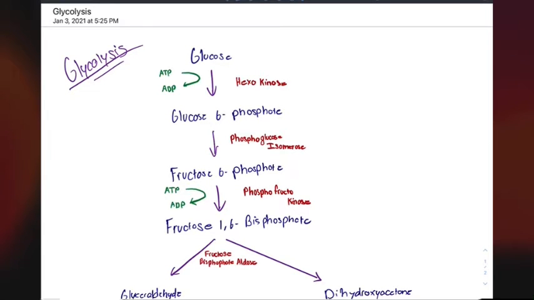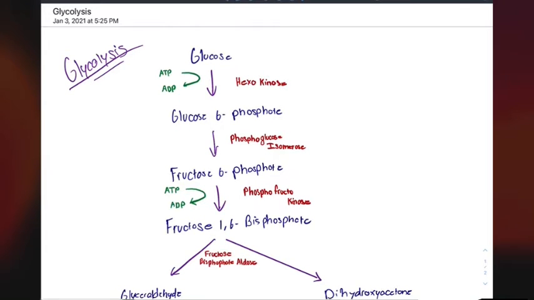So how does the cell do this process? This happens within the cytosol of the cell, the regular fluid, not within any membrane-bound organelle or anything like that. You take glucose in whatever concentration, and you add a phosphate to it using ATP and an enzyme called hexokinase. Hexokinase is an enzyme that takes the phosphate group from ATP and adds it to glucose to make glucose 6 phosphate.